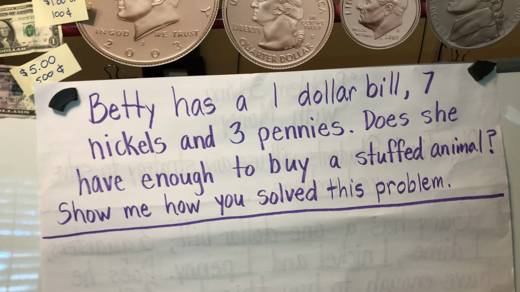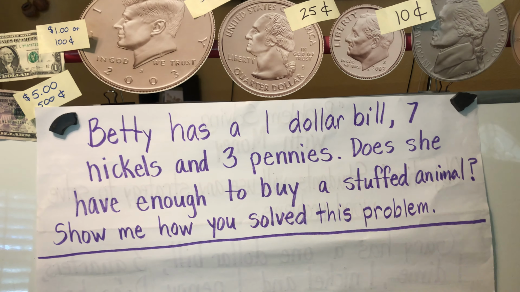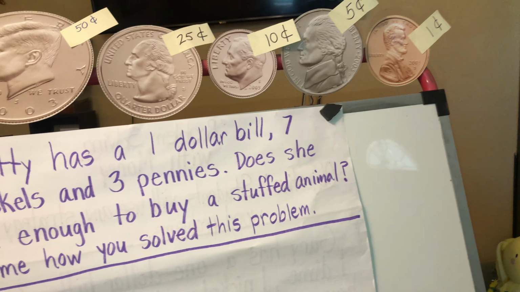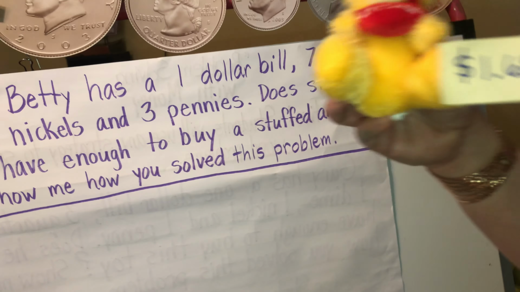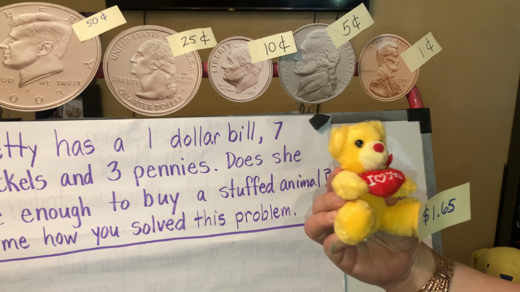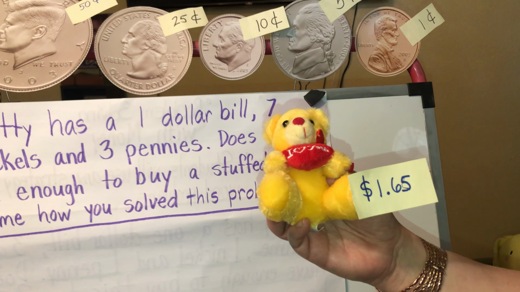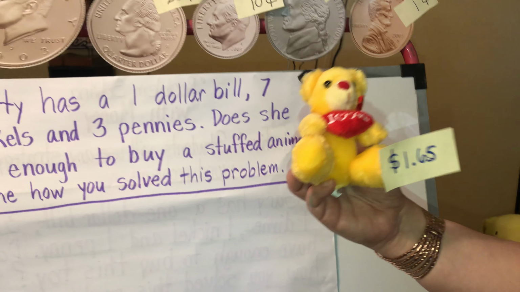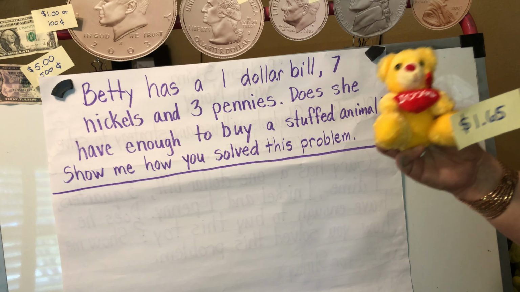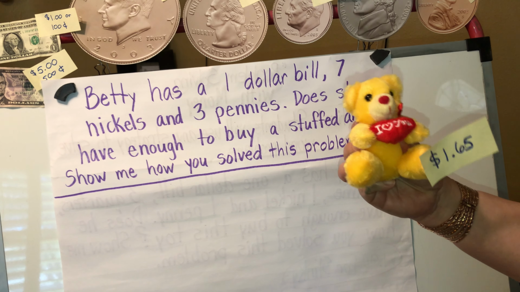So this is pretty much like the one we just completed, but it's a different person and they have a different amount of money and they want to buy a stuffed animal. So here's our stuffed animal and look how cute it is. It says, I love you. And look at the price. It costs $1.65. So let's hope that Betty has enough money to buy this stuffed animal because this little stuffed animal looks like he really wants somebody to love it.